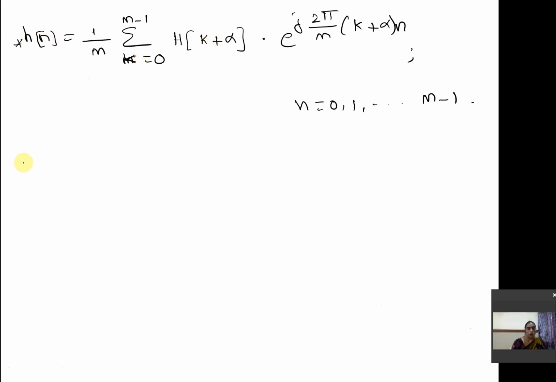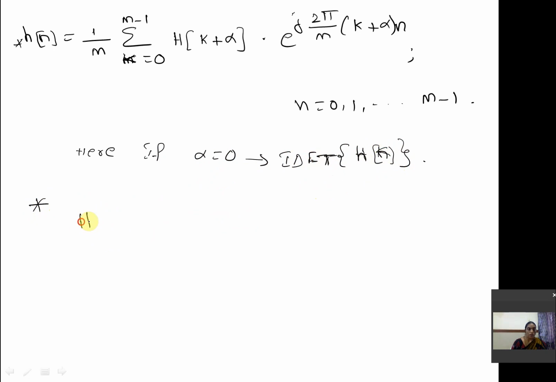Okay, so now see this, here also if alpha 0, if you observe this one, it is nothing but simply IDFT of h of n. Am I correct? IDFT of, no, H of k. DFT of h of n is H of k. IDFT of H of k is h of n. Okay. Now find the H of z from the knowledge of h of n.